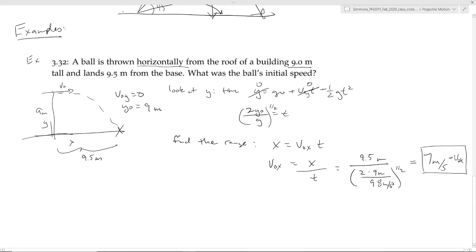And you might think you kind of skipped a step. I did kind of skip a step. In the framework that I gave you, this was like step 2, and this was step 3. And that was because we didn't really have to break this into x and y, because by saying it was thrown horizontally, that told us that the initial velocity was in x and only in x. Okay, let's look at another example.